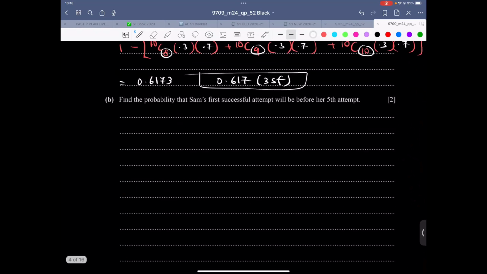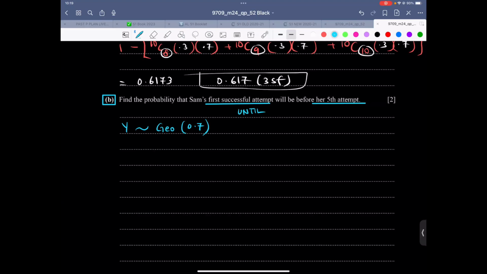The next part. Find the probability that Sam's first successful attempt will be before her 5th attempt. First successful attempt. Now, this is about geometric probability distribution. So let me write Y follows a geometric probability distribution. The probability of the success is the same as before, but it is geometric. There are no number of trials. And the key word is until, or the very first successful attempt.